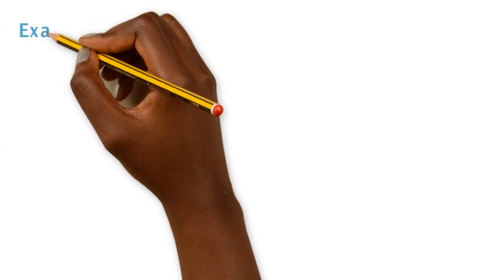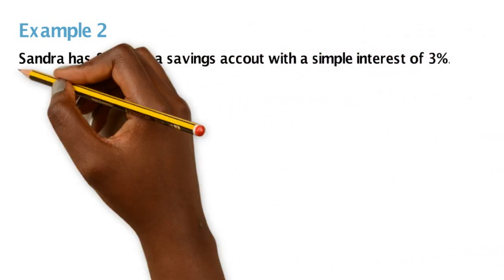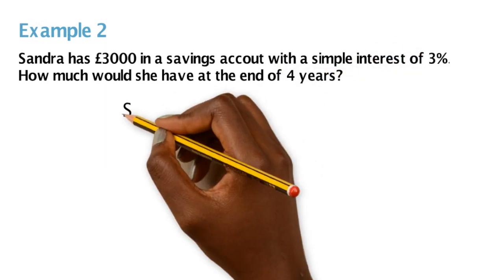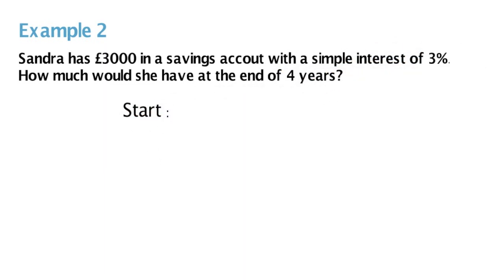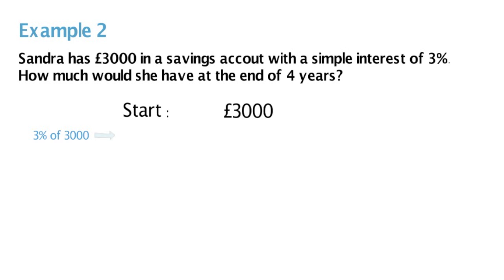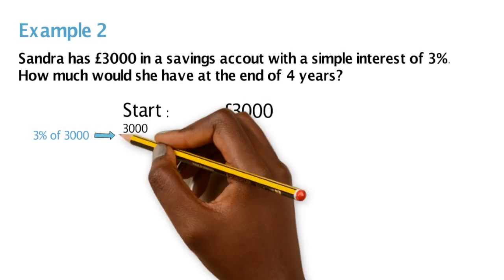So we're going to have a look at a simple interest example again, using the shortcut method that I just showed you. This time Sandra puts £3,000 into a savings account with an interest rate of 3%. We want to work out how much she has at the end of 4 years. Because she starts off with 3,000, first off we need to work out what 3% of 3,000 is. And as explained earlier, to work out the amount, you would have to do 3,000 divided by 100 times by 3.